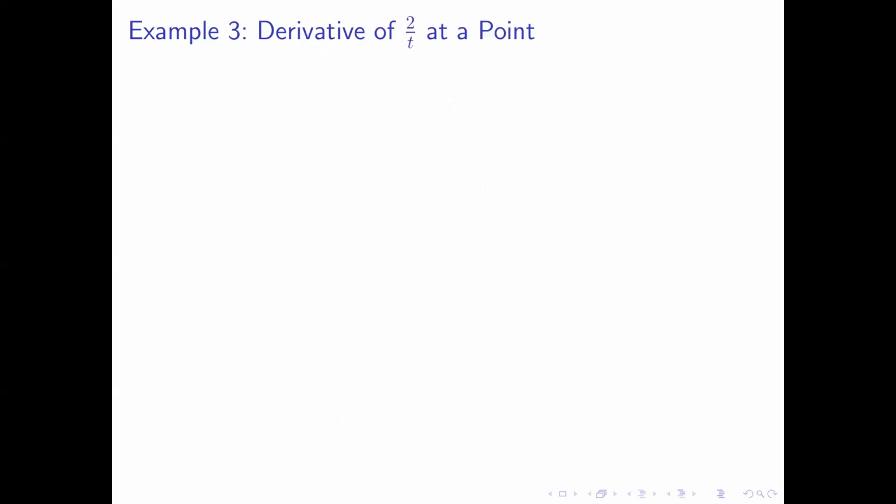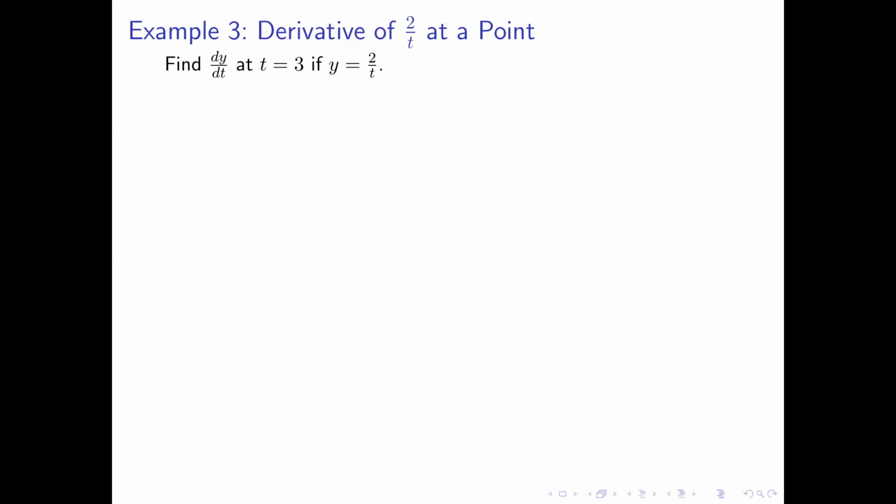Our third example will be slightly different. We're going to find the derivative of the 2 over t function, but this time we'll find the derivative at a particular point rather than finding a general formula for the derivative. So we can express our problem here like this. We want to find dy/dt at the point where t equals 3 if y is equal to 2 over t.